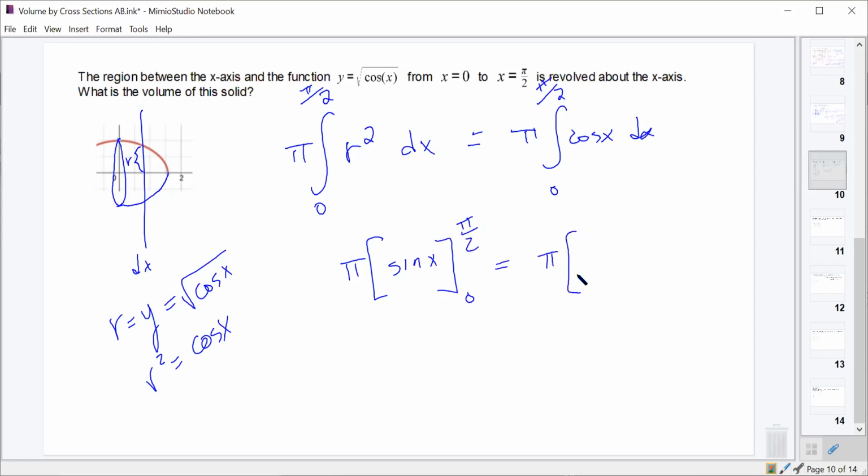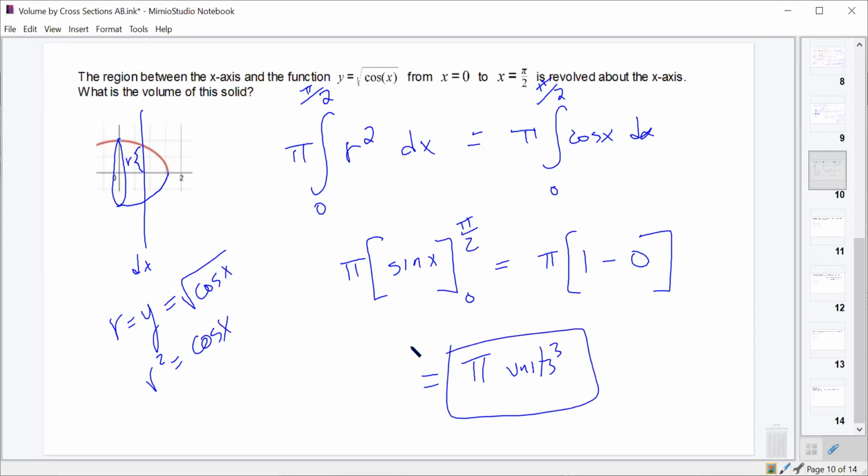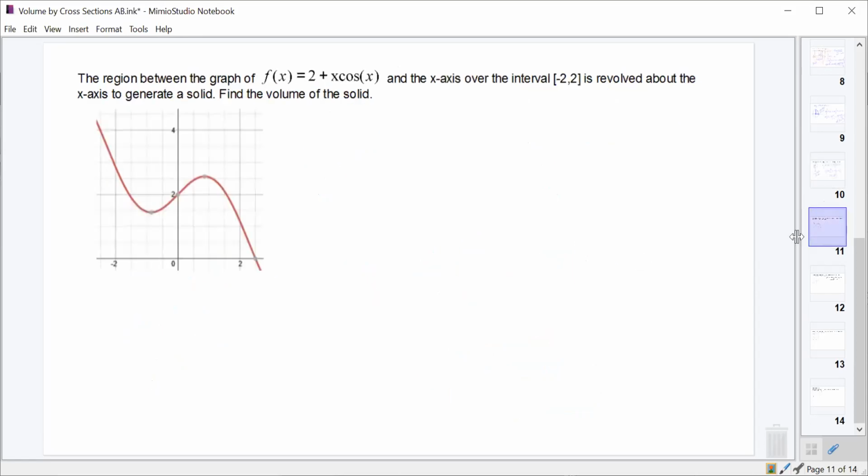Gives us pi times what's the sine of pi over 2? Yep, 1. And the sine of 0? 0. And so this figure has exactly pi cubic units of volume. Good or no? Any questions on that?